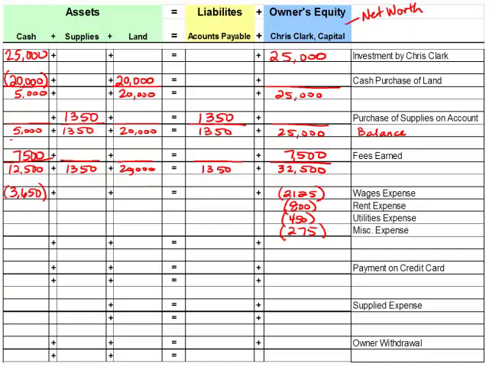If we get new totals, we now have $88.50 in cash. Still have supplies. Still have land. Still have debt. And now our equity is down, or his equity is down to $28,850. So if we add up both sides, we still get the same amount.